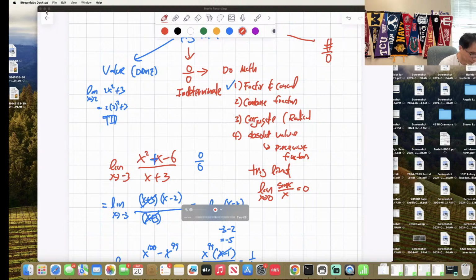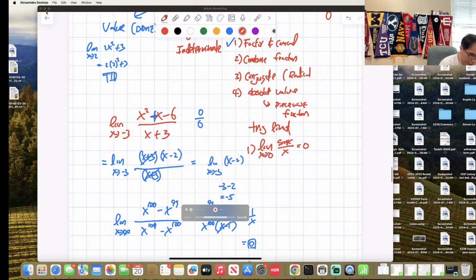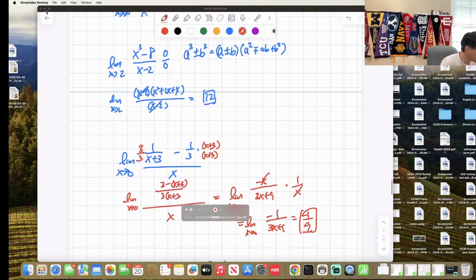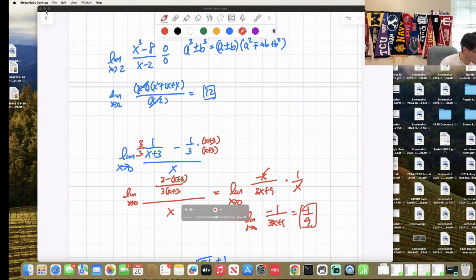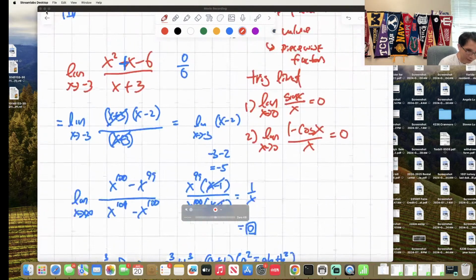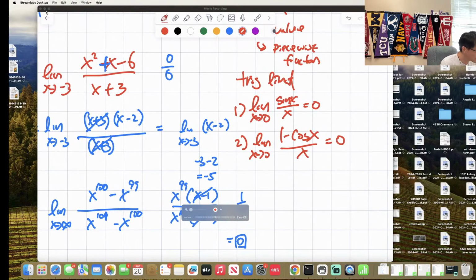That's the first trig limit. Second, the limit as x approaches 0 of 1 minus cosine of x over x is equal to 0. Trig limits. And you say, oh my god, trig limits, right? It's not that hard. You just gotta make math happen. Make math happen. That's what it means.